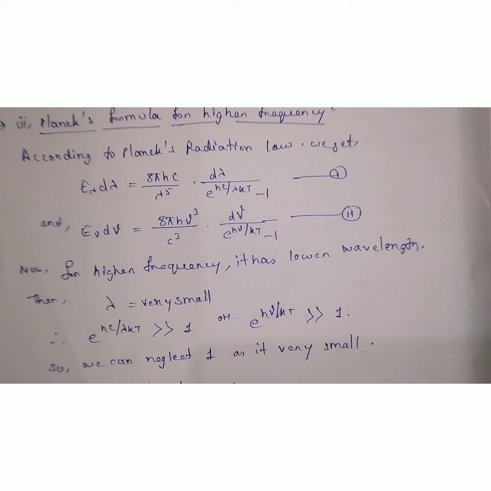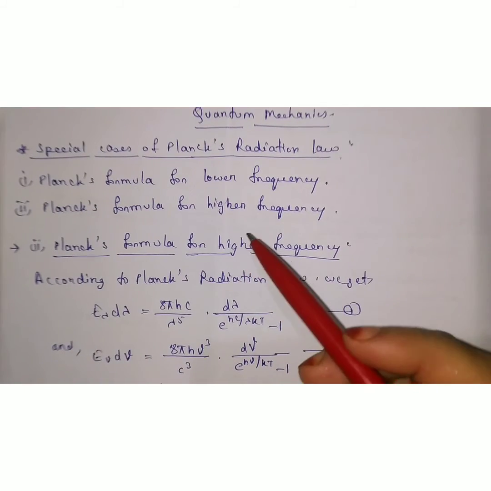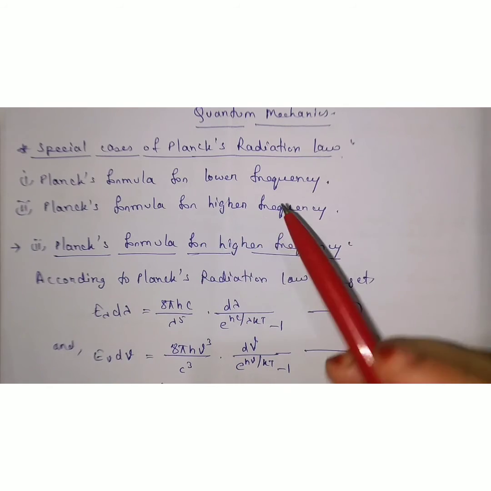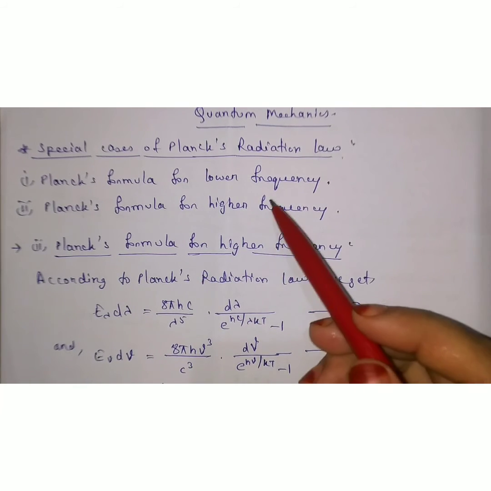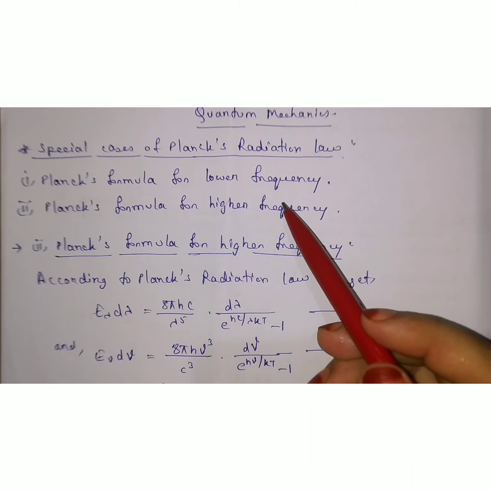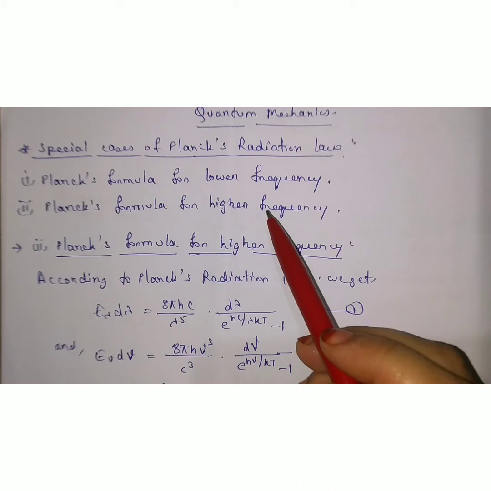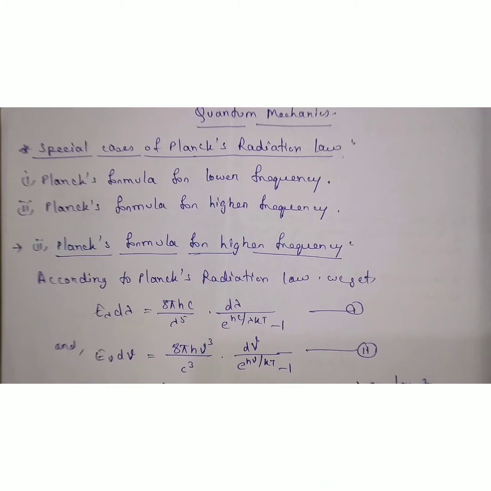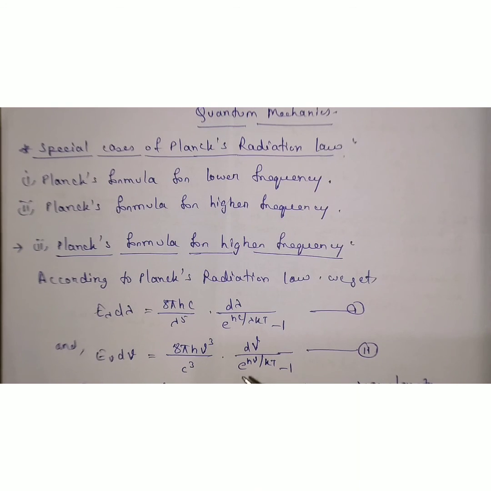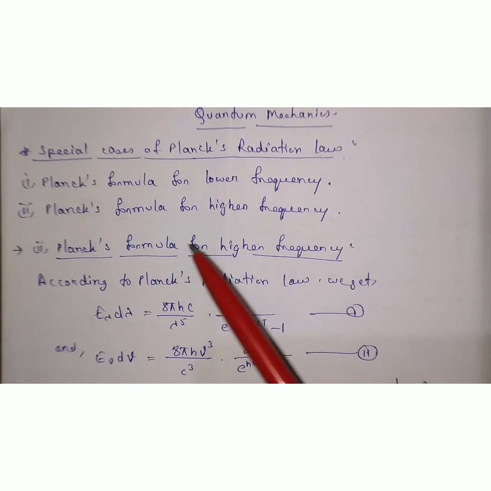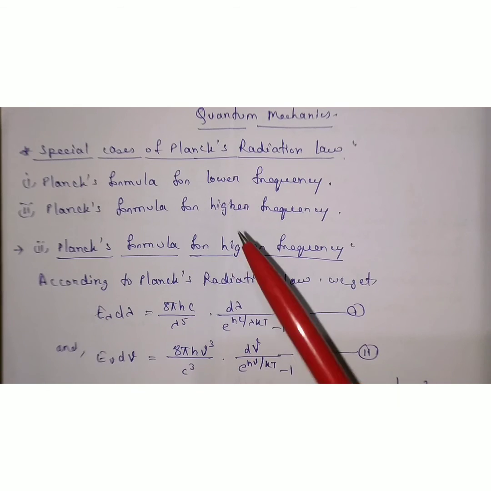So we can conclude from both the cases that these are the two special cases of Planck's radiation law. We have seen that the Rayleigh-Jeans law is valid for higher wavelength, and Wien's law is valid for shorter wavelength.